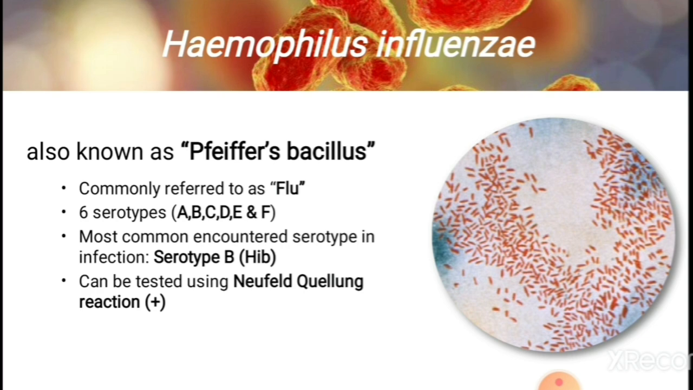So the general characteristics of Haemophilus influenzae: as they are part of the Haemophilus genus, they are gram-negative coccobacilli.